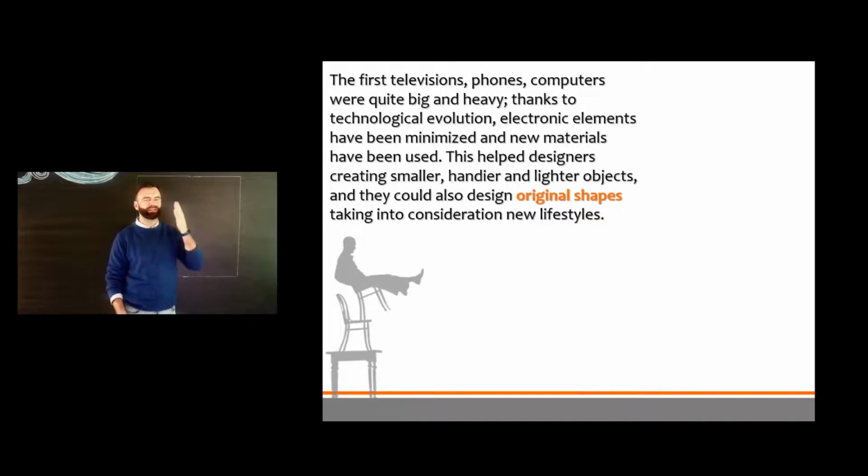So let's go back in time just a little. The first televisions, phones and computers were quite big and heavy. But thanks to technological evolution, electronic elements have been minimized and new materials have been used. This has helped designers creating smaller, handier and lighter objects. The designer projects new shapes so that the object looks ergonomic.